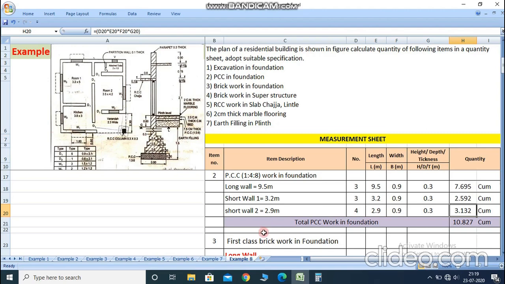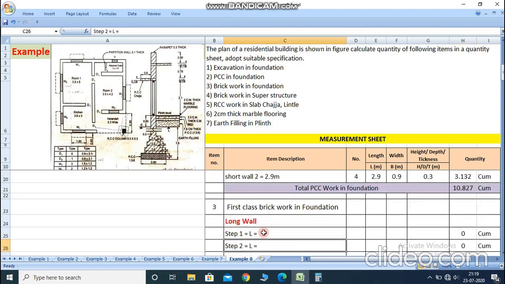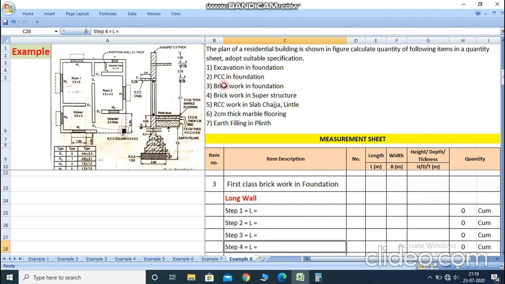Now we start the third item. Here the third item is brickwork in a foundation. So here, brickwork in a foundation, there are 4 steps in the foundation. The first step is 0.6 meter width, the second step is 0.5 meter width, the third step is 0.4 meter width and the fourth step is 0.3 meter width. We calculated up to plinth level. Clear? So we start step 1.